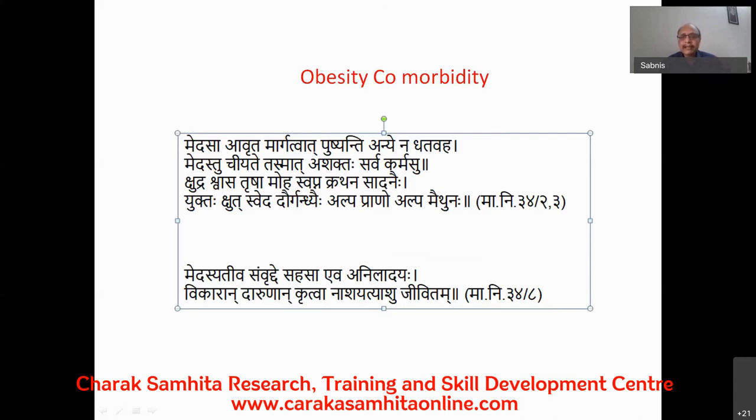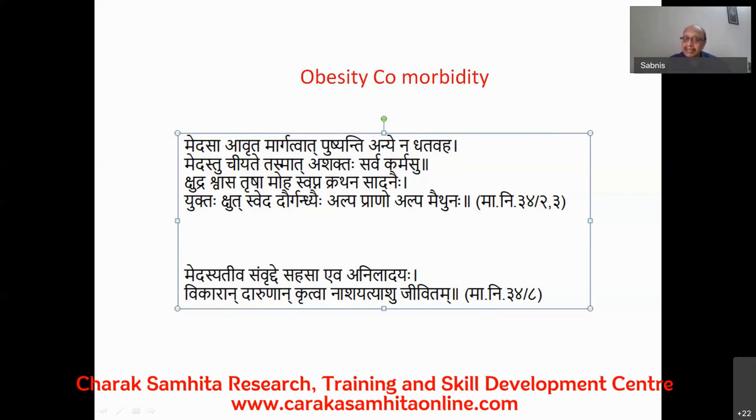Again, they have explained that Meda sthirya samrudhi sahasa eva anila-adayah vikaran darunan kritva nashayat ashu jivitam. You can see many obese and metabolic disease patients having very acute myocardial infarction or very acute cerebrovascular accidents. So this is nashayat ashu jivitam and vikaran darunan kritva. Immediately the disease is created, the complication is created, and the patient dies. Again, they say, Yukta kshuda sveda daurgandhya alpa prana, alpa maithunah, that is given by Madhavanidana.